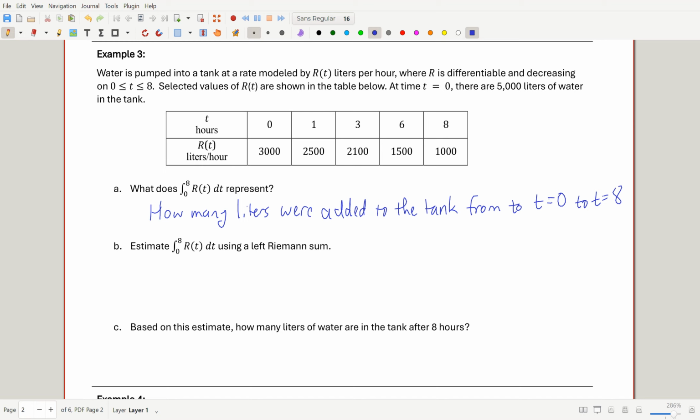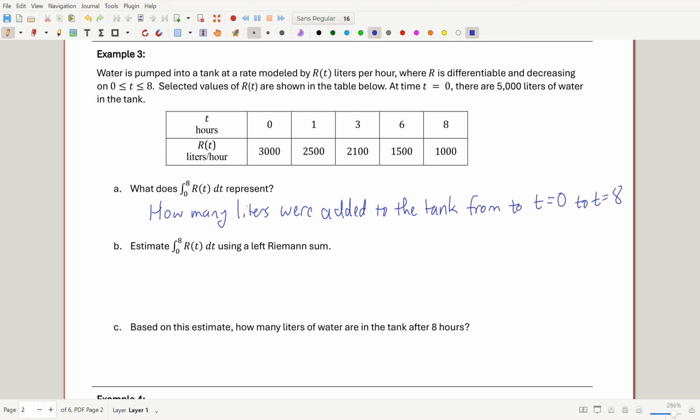Estimate that integral using a left Riemann sum. So this can happen where the intervals aren't even, and that's fine. Sometimes they might give a little bit more in the explanation, but whether they give a little bit more or not, they want you to use the intervals shown here. The first interval has a width of 1, the next interval has a width of 2, the next interval has a width of 3, and the next interval has a width of 2.